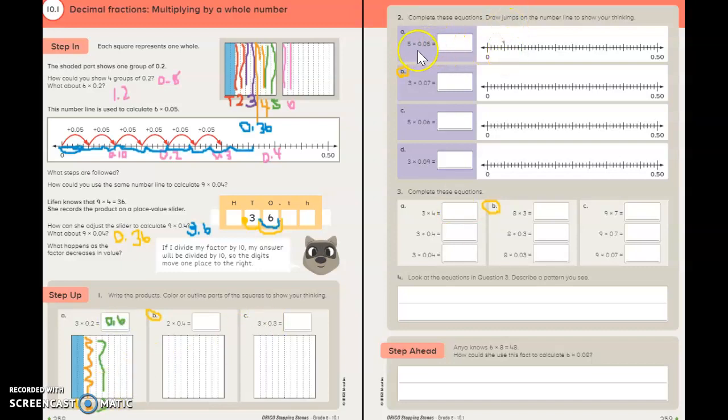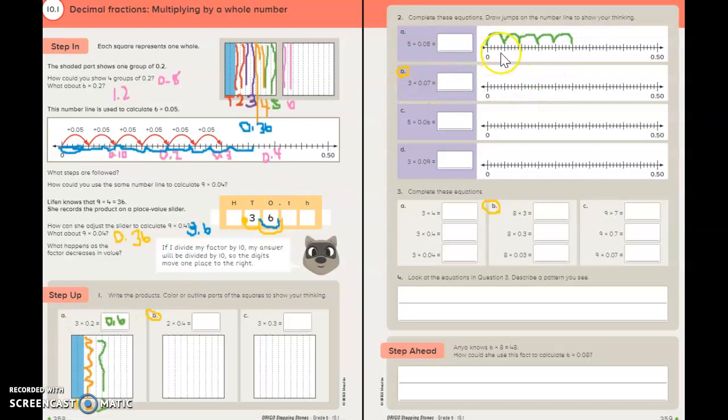To represent the next problem, 5 multiplied by 5/100ths, I just need to move over 5/100ths 5 different times. So here's 1 jump, 2 jumps, 3 jumps, 4, and 5. So now I just need to count that to get my answer.